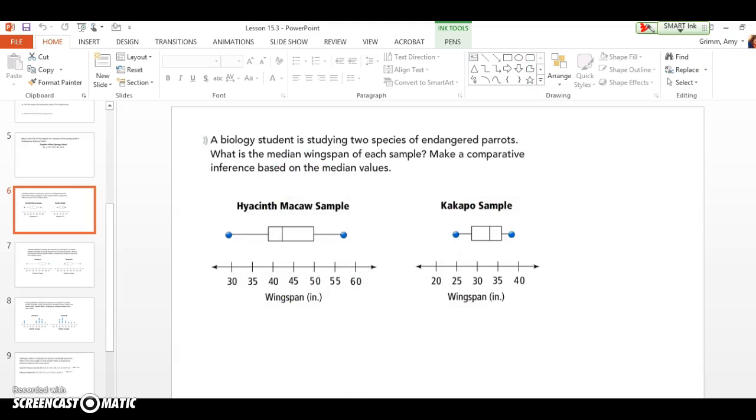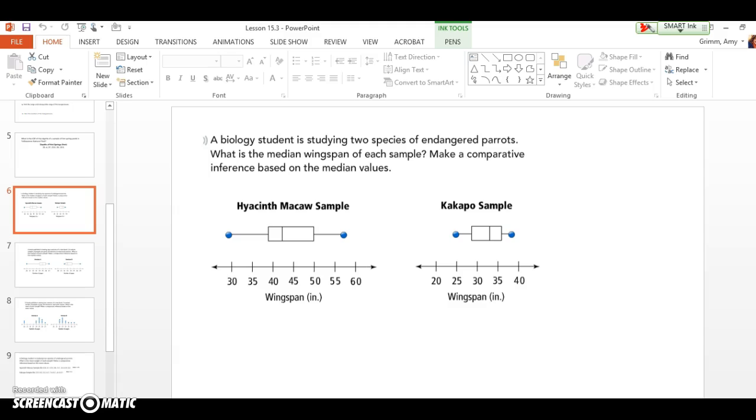All right, so a biology student is studying 2 species of endangered parrots. What is the median wingspan of each sample? And then they want us to make a comparison inference based on the median values. So you have the first parrot. What is its wingspan, right? All the way across like that. Okay? All right, so what is the median of his wingspan?